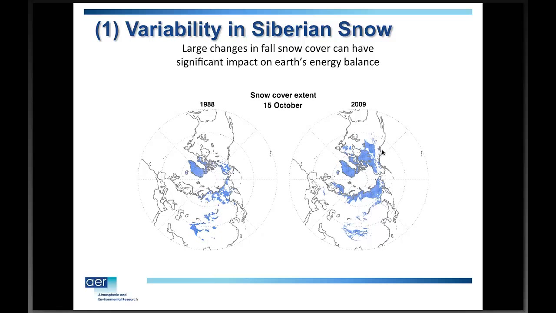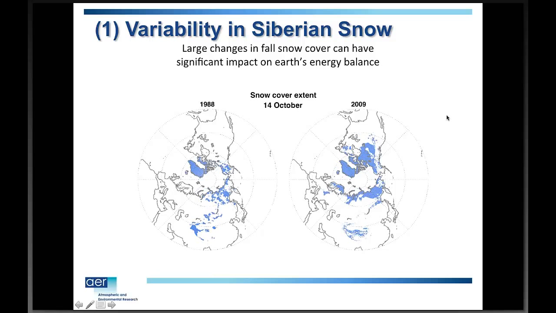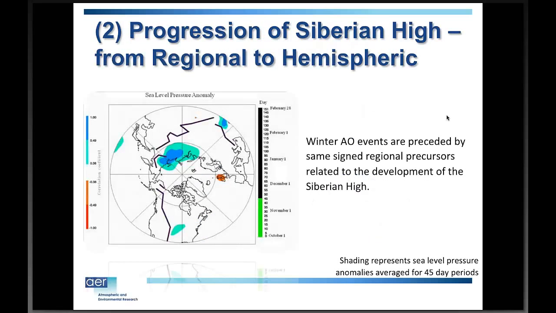Anyway, okay, now moving on to 1988 and 2009. This is October. Here's the snow cover extent, just an animation of both years. 1988 is on the left and 2009 is on the right. Hopefully you see this loop through again. You can see that the snow cover advanced more rapidly, especially towards the end of the month in particular. In 2009 the snow cover advanced more rapidly relative to 1988. Now again, that's the first step.